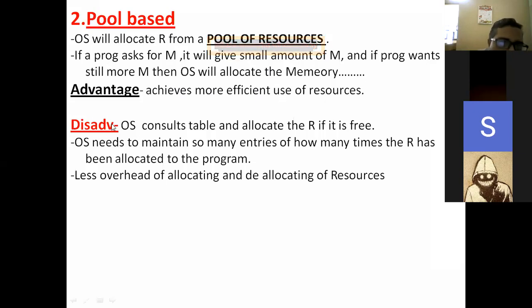The main demerit, the main disadvantage of pool-based allocation of resources, is that the OS needs to consult the table and allocate the resources if they are free. For each and every request for memory, the OS needs to consult, or observe, the resource table and then go for the allocation of resources. So the OS needs to maintain so many entries. Why? Because we have so many requests by the processes for memory. Hence, the number of entries in the resource table will be more, and there will be more overhead of allocation and deallocation of resources.